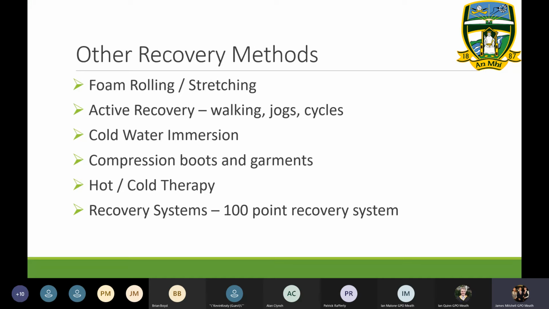So the 100-point recovery system, that's something I'm going to touch on after this. But yeah, look, that's our other recovery methods. You're probably all familiar with them. If you have any more questions or want any guidance or anything like that, don't be afraid to give me an email. I just have a question there.